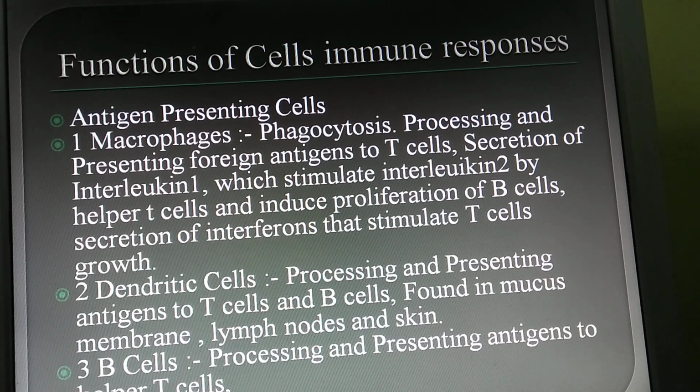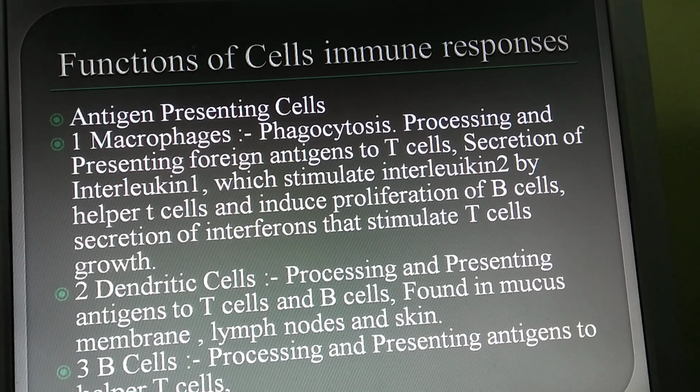What is the function of the dendritic cell? Processing and presenting antigen to T cells and B cells; found in mucous membrane, lymph node and skin. What is the function of the B cell? Processing and presenting antigen to helper T cells.